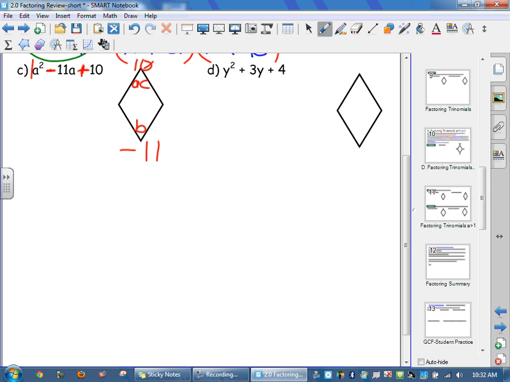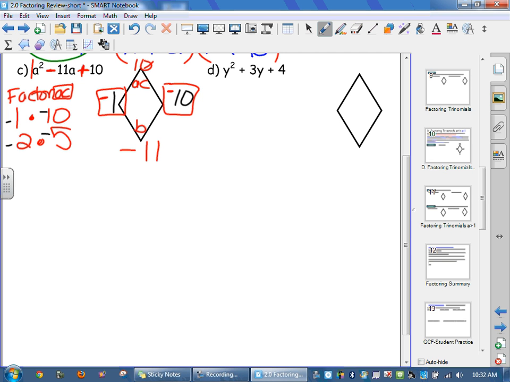So now I've got to factor the 10 again. I always factor a times c. So factors of 10: 1 times 10, 2 times 5. Which ones add to give me 11? 1 and 10. Since the 11 is a negative, they're both going to become negatives. So I'm going to have a negative 1 and a negative 10. Now you're going to open your brackets, and instead of x, we have the letter A this time. So we're going to have A minus 1 and A minus 10. Okay, check your work.